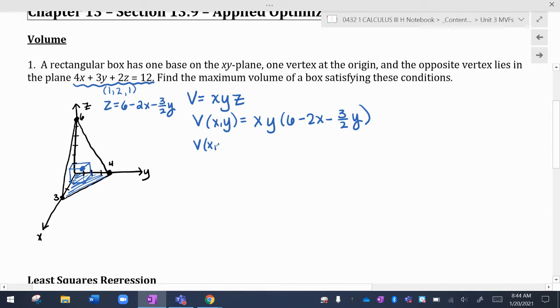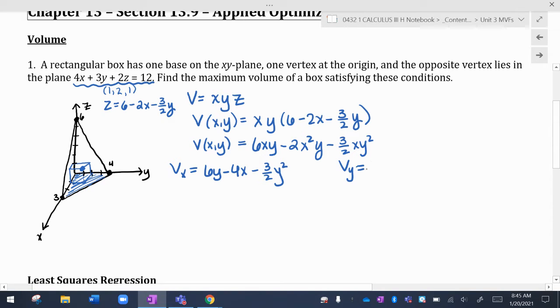Let me distribute here to make my derivatives a little bit easier. So I'd have 6xy minus 2x squared y minus 3 halves xy squared. V sub x would be 6y minus 4xy minus 3 halves y squared. V sub y would be what? 6x minus 2x squared minus 3xy. And I want to know when both of those equal 0 at the same time.